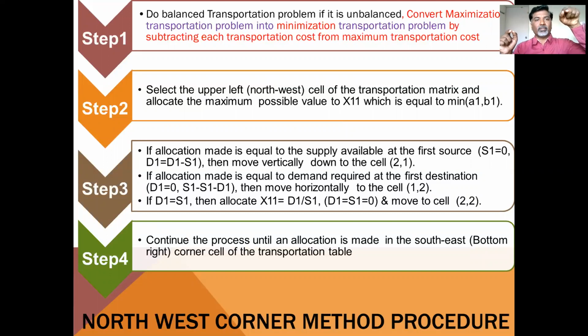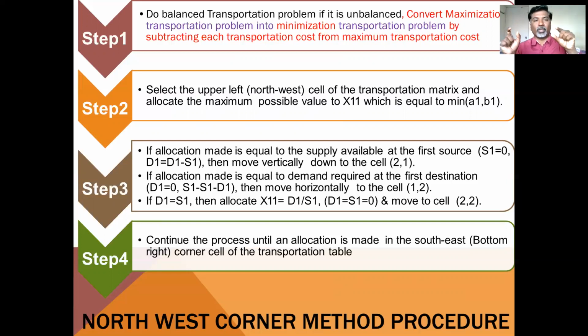Once you do allocation, then you have to check whether demand or supply, which value is maximum. If supply is maximum, then you have to move horizontally. If demand is maximum, you have to move vertically. And if demand and supply both are zero, then you have to move diagonally. This we have studied in step number 3. So in this fashion, you have to navigate from top left corner to bottom right corner.